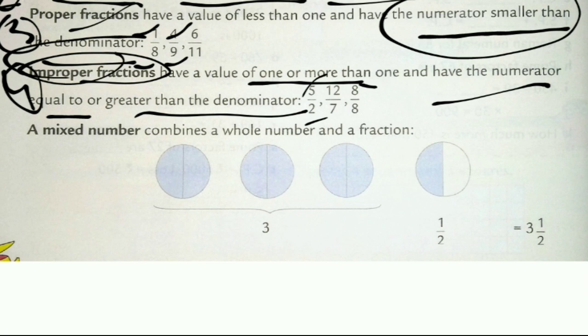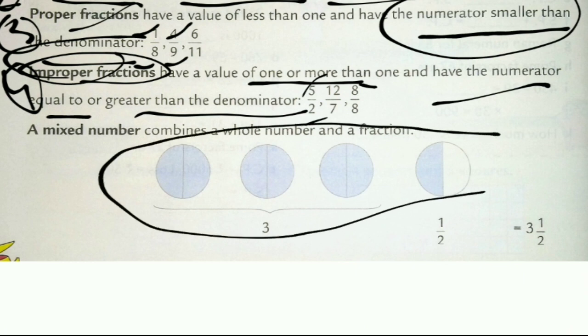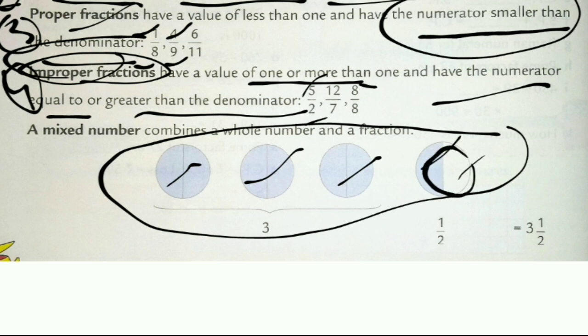Last, a mixed fraction combines a whole number and a fraction. In this one, see this full picture, you will see 1, 2 and 3. These 3 are fully filled, so we will write 3. In this one, it is half filled. This is half, meaning 2 parts are there. In 2 parts, 1 by 2.